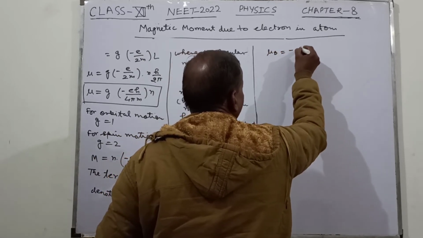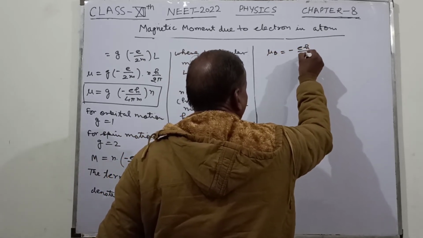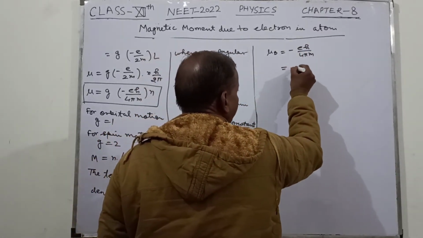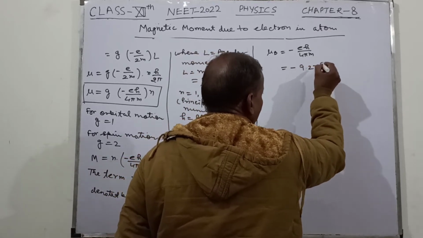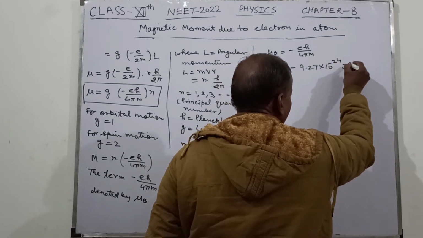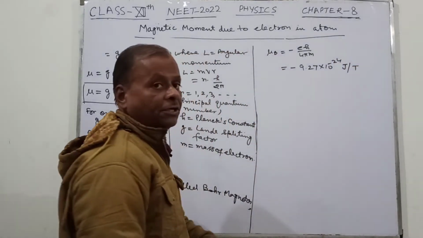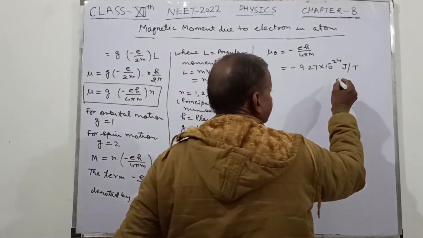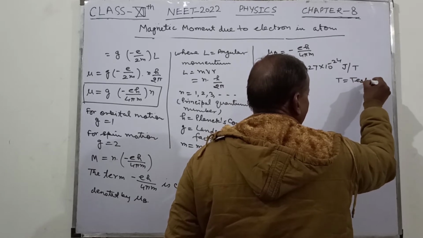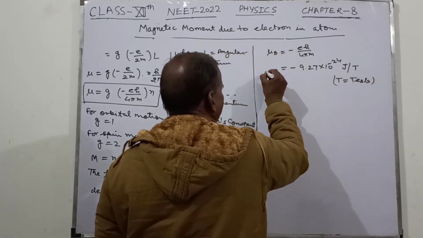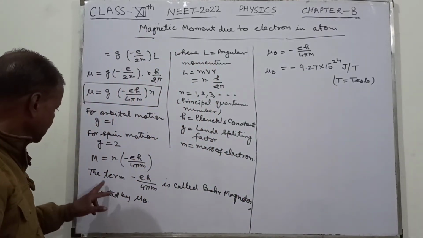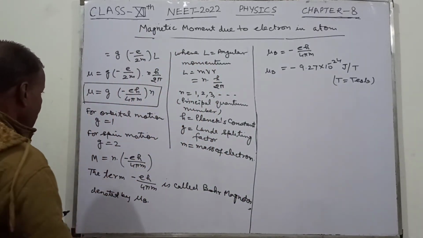Now μ_B equals minus eh upon 4πm. If you put in all the values, this comes out to be minus 9.27 into 10 raised to the power minus 24 joule per Tesla. T means Tesla. So this is the value of the Bohr magneton.